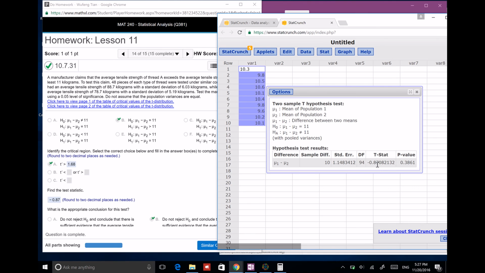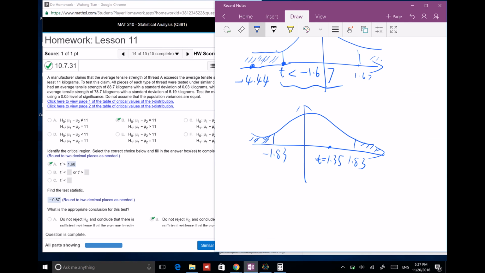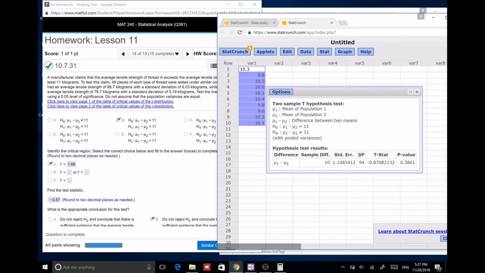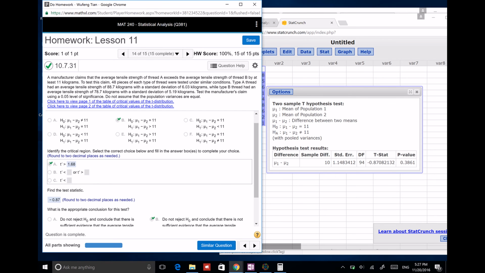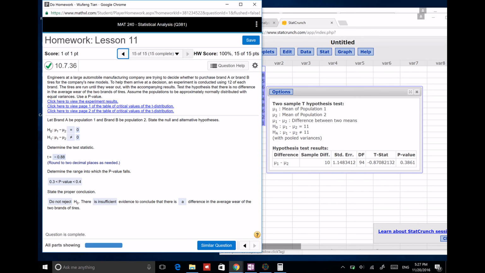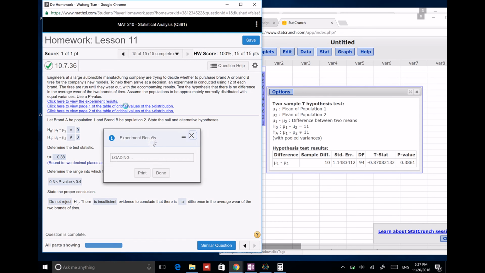Negative 0.87. So this is a t, and compare this one with the previous one. This one is not bigger than that, so we do not reject it. If you look at the picture, you can also look at the p-value. The p-value is 0.38. This is too big compared with the 0.05. P is high, the null hypothesis flies, so we do not reject the null hypothesis.